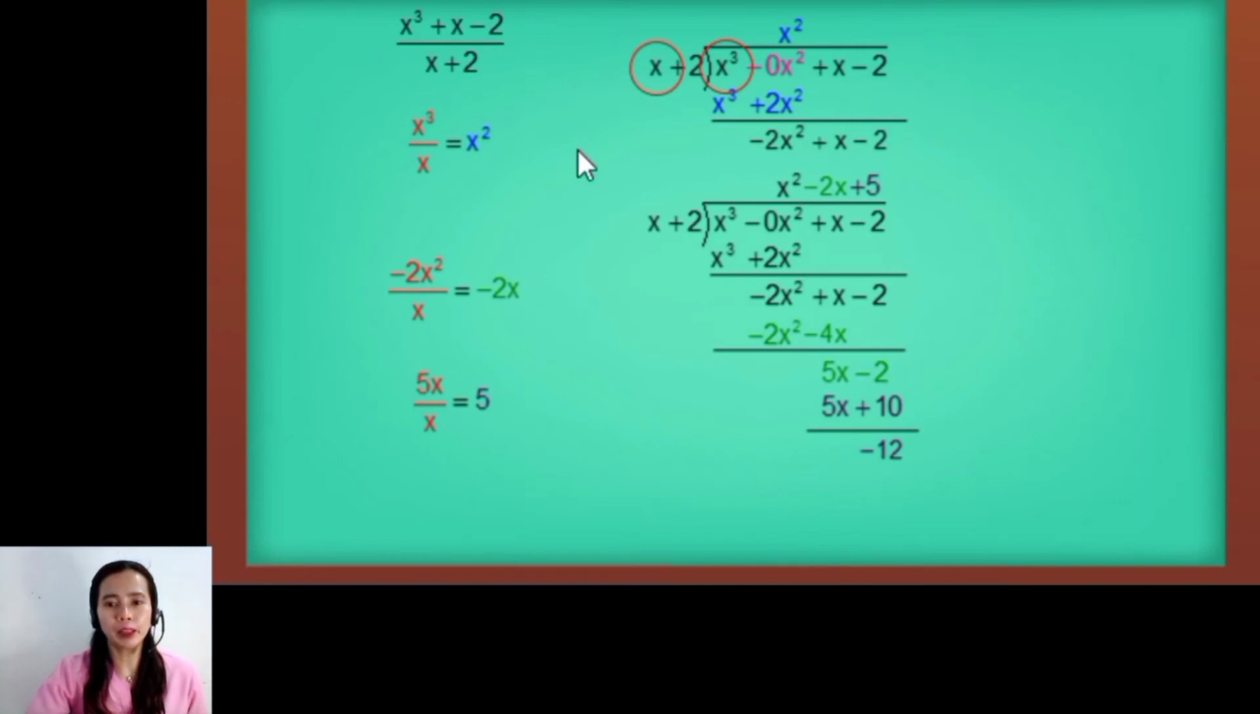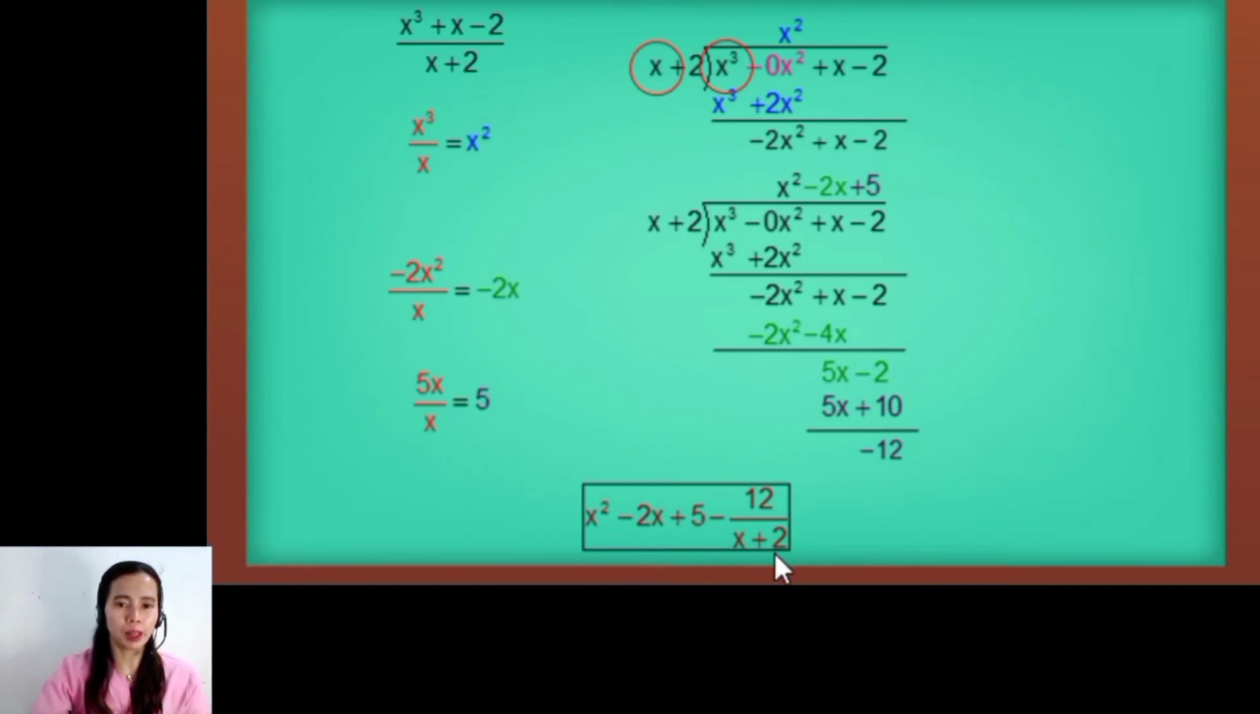Then, write your final answer. So, our final answer is x squared minus 2x plus 5. Then, we have the remainder, negative 12. Then, your divisor is over x plus 2. And, your final answer is x squared minus 2x plus 5 minus 12 over x plus 2. The remainder is negative 12. So, yun lang yung lalagyan nyo ng divisor na x plus 2.